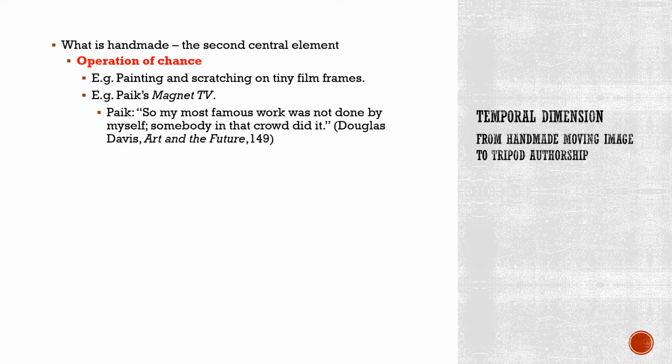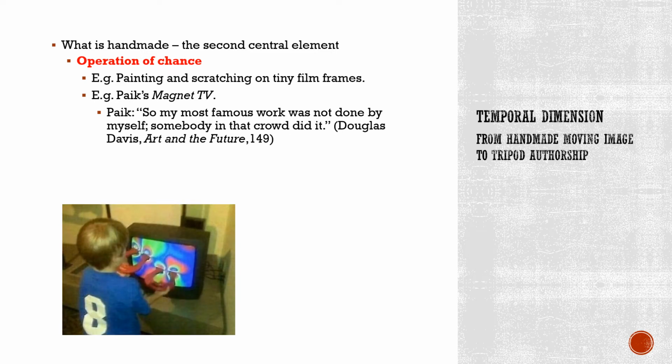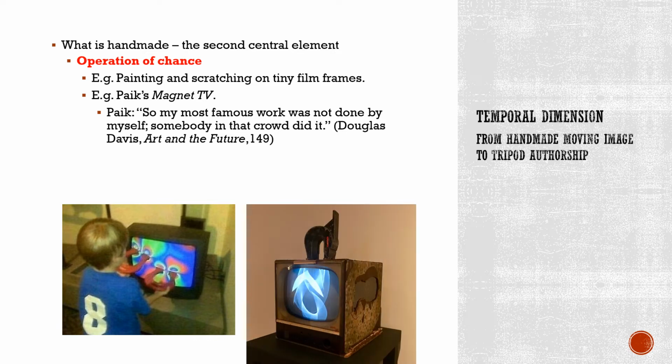In addition to the manipulation of moving image material, the second central element of the handmade is chance. On the one hand, painting and scratching on tiny film frames naturally come with trials and errors, which make the end product rather unpredictable. On the other hand, this chance operation can also take center stage in works such as Magnet TV. In one interview, Paik confessed that he only held the magnet in front of the screen and never thought of putting it on top of the TV. It was a random viewer in the crowd who came up with that idea, and the screen burst into a beautiful image. In this sense, Magnet TV as a handmade practice centers on a high degree of indeterminacy. The position of the magnet and the moving image it produces depends on the random passerby who chances upon this work.